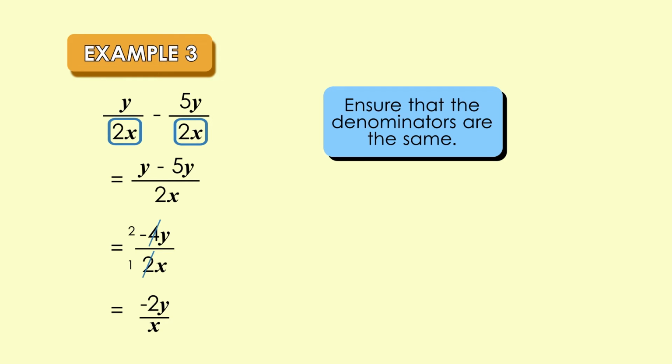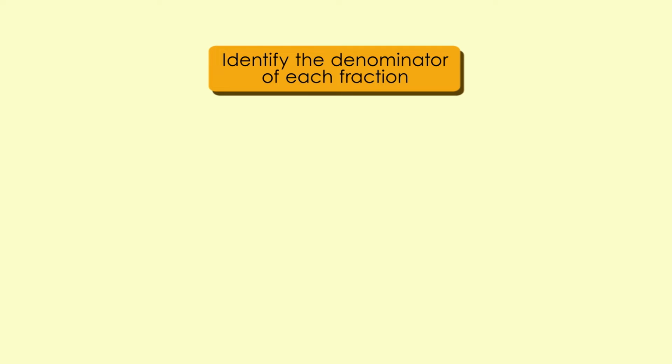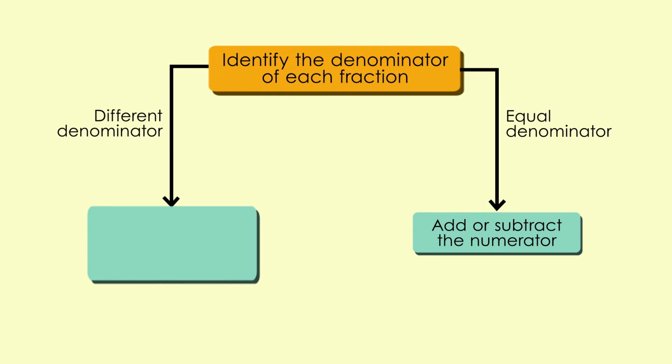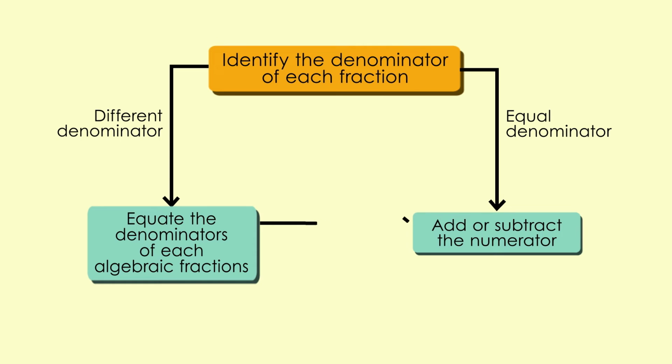From the example above, we clearly understand that we have to identify the denominator of each fraction before adding or subtracting algebraic fractions. For case 1, if all of the algebraic fractions have equal denominator, we can directly add or subtract the numerator. For case 2, if the algebraic expressions have different denominators, we have to first equate the denominators of each algebraic fraction. Only then we add or subtract the numerators.